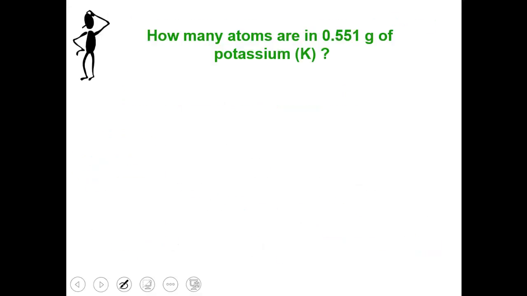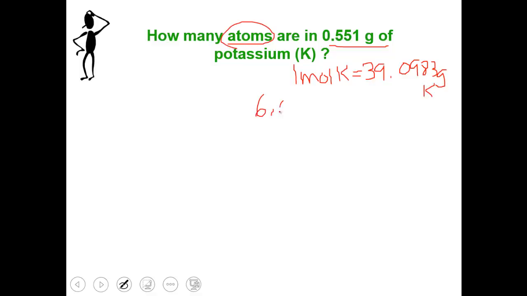Let's try another one. How many atoms are in the 0.551 grams of potassium? Now, whenever I see a problem like this and they have grams, I always write down the molar mass. For every 1 mole of potassium, what does it weigh? And we've already seen a problem where we've had this, so 39.0983 grams of potassium. And whenever they bring up the word atoms, I always whip out Avogadro's number, 6.022 times 10 to the 23rd. Now in this case, it will be atoms of potassium are equal by definition to 1 mole of potassium.